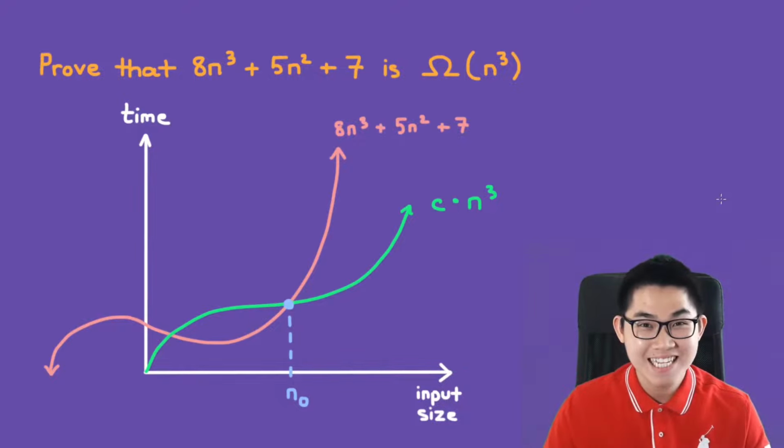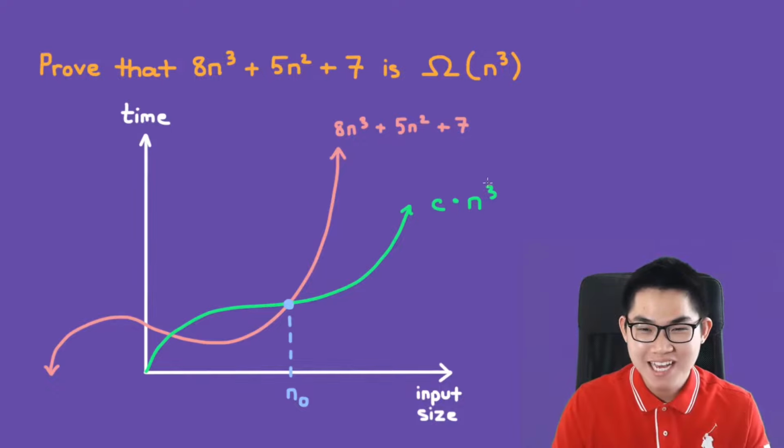So I hope that makes sense, and let me just say it one more time just to be clear. All we have to do is find a coefficient c and a positive number n0 such that from this point and onwards the red function is always above the green function. And that is how we prove big omega.